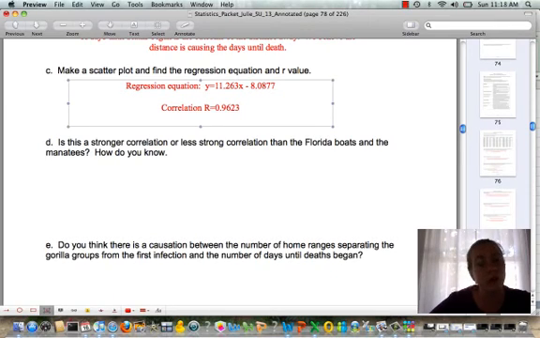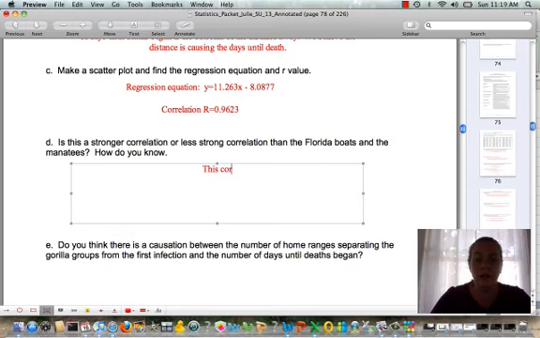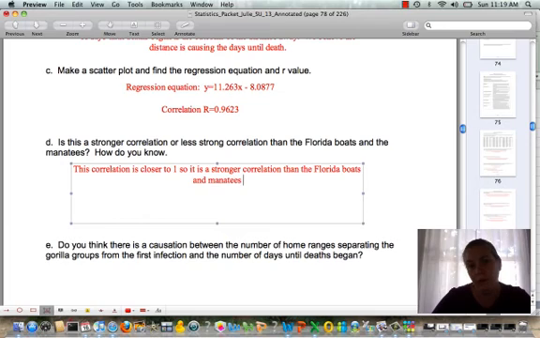So is this a stronger correlation or less strong than the Florida boat manatees? Well, here our correlation is 0.96, so this correlation is closer to 1. So it is a stronger correlation than the Florida boats and manatees example. Both are very strong correlations, but our R value here is in fact closer to 1.